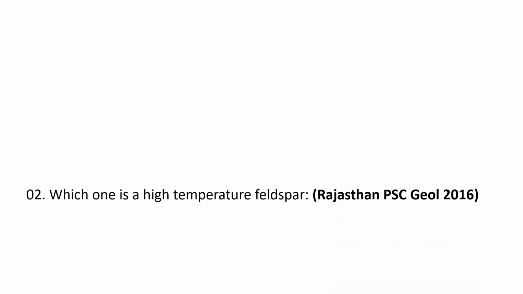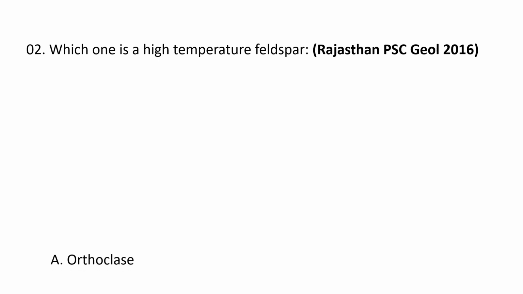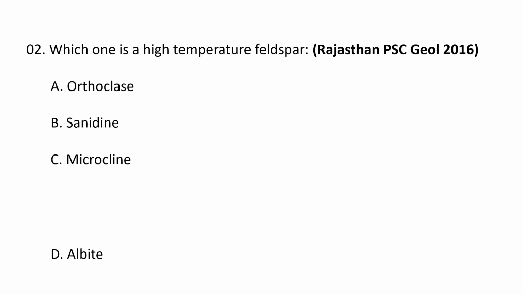Next question. Which one is a high temperature feldspar? A. Orthoclase, B. Sanidine, C. Microcline, and D. Albite. So the correct option is B. Sanidine. Sanidine is the highest temperature potash feldspar, whereas the orthoclase is of medium temperature and microcline is of low temperature. Sanidine generally occurs as metastable crystals in rapidly cooling volcanic rocks, that means in the form of idiomorphic phenocrysts. So sanidine is the high temperature feldspar.